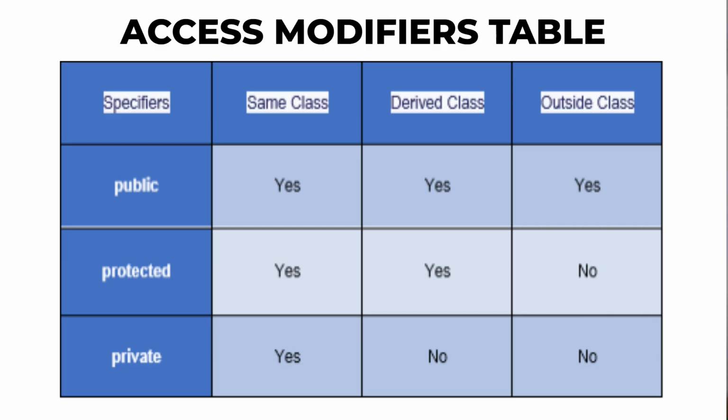But it can be accessed by the child classes. Why? Because those are the friends. We can think about them as their friends, colleagues, right? So it can be accessed among the classes, and it can be accessed by the class itself.